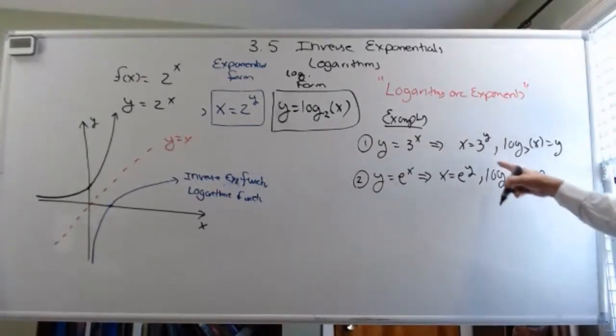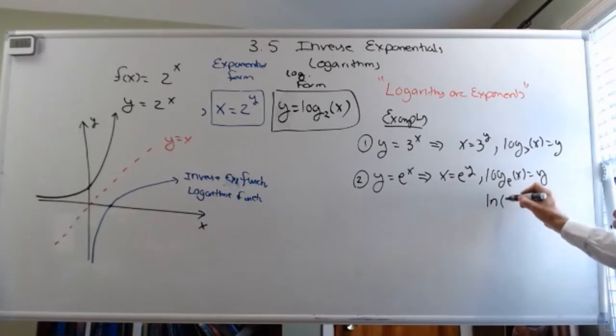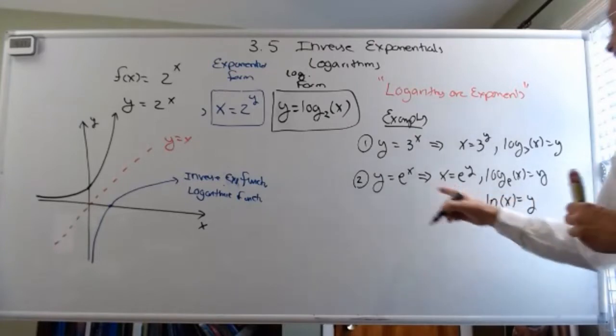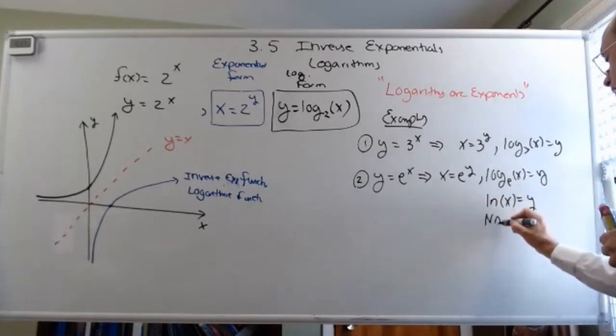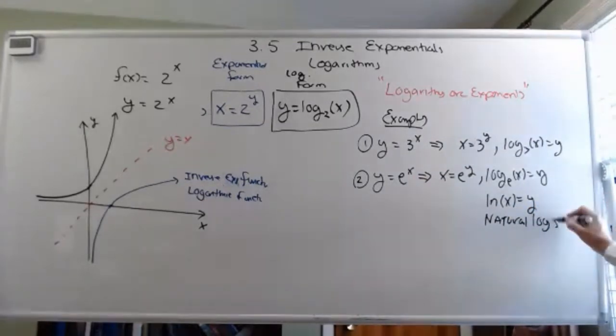Or what we do is we give this a special name. We write ln, and that means the natural log. We don't have to write the base. It is implied that the base there is e. So this is called the natural log. That's the natural exponential function, and this is the natural log function.